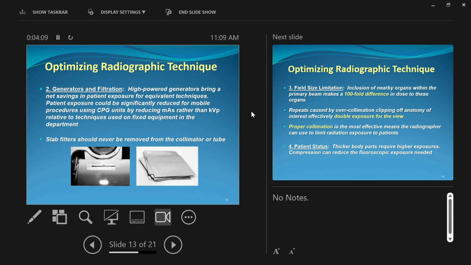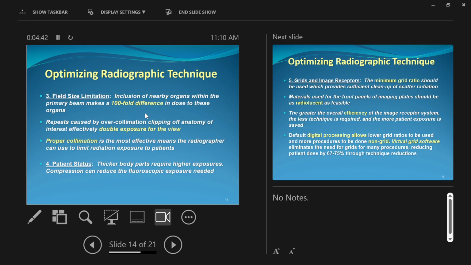Okay, so generators and filters are a way of optimizing things, but they're not like KVP and mass, where you can just change them with every exam. You're not plugging numbers into your control console. These are built into the equipment. So you don't go about changing these. Now, one room versus another, like our room here versus the rooms at your offices, those are going to be different, right? They'll have different generators, different filtration, but you're not changing them within any one exam.